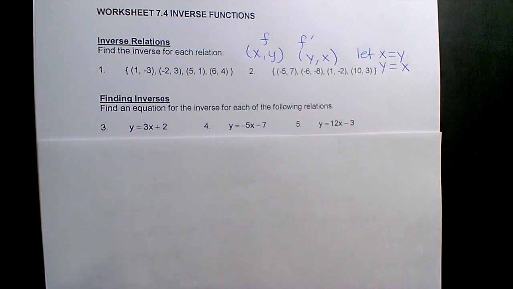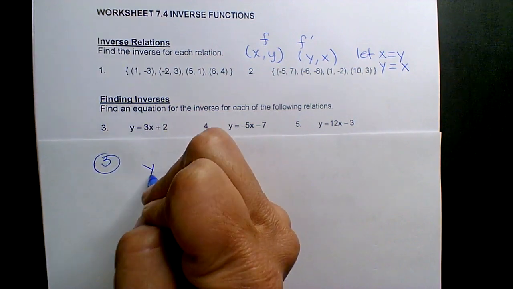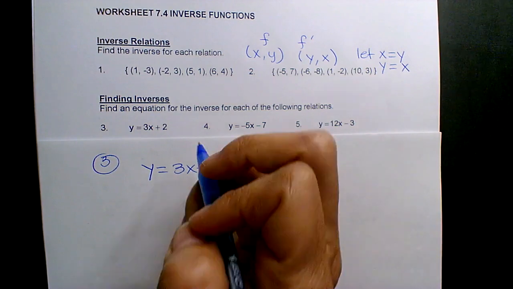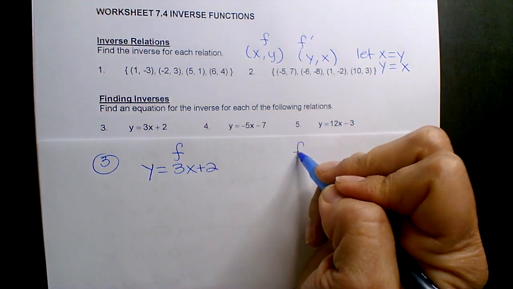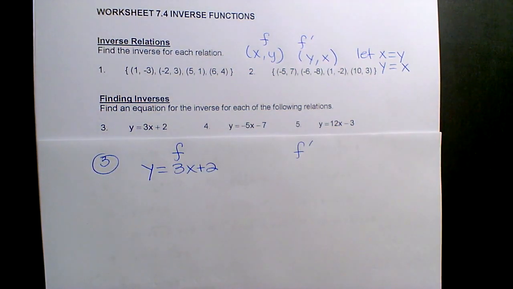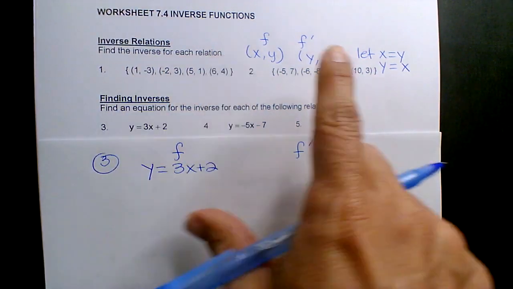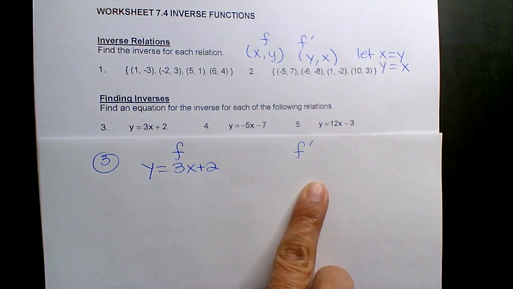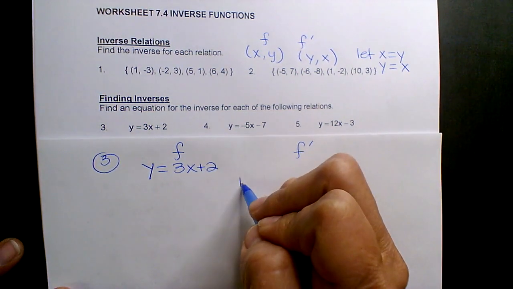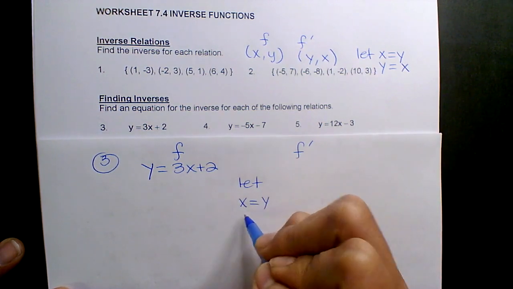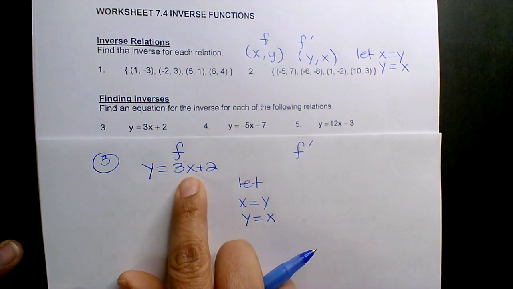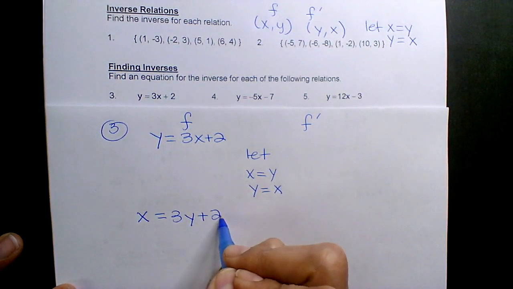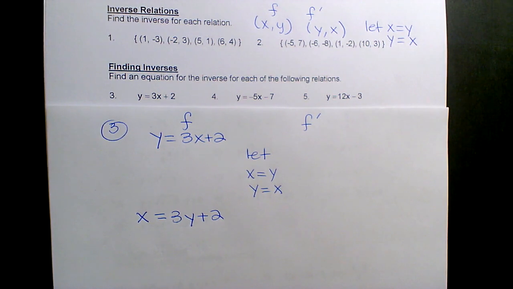So for number 3, if they're telling you to find the inverse equation to this, this is your original function and they want you to find the inverse function. Well, for points, you let x be y and y be x. That's exactly how you find your inverse function. So I'm going to let x equal y and y equal x. So here it's going to become x equals 3y plus 2. So I switch the variables.